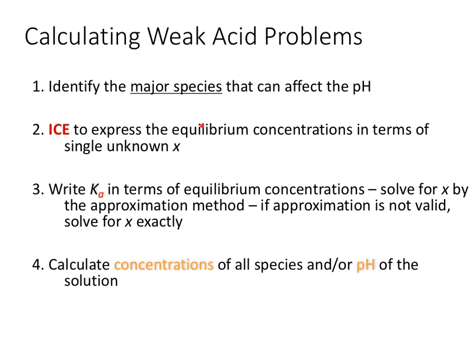Okay, we're going to use ICE tables to express the equilibrium concentrations, just like we've done in the past. And of course, we're going to write Ka in terms of the equilibrium concentrations. We'll be solving for x by the approximation method a lot of times because Ka is typically small. But if that approximation is not valid, we're going to have to use the quadratic, like we would for the previous equilibrium problems that we've done. And of course, we calculate all concentrations and/or the pH of the solution based on what we get at equilibrium.